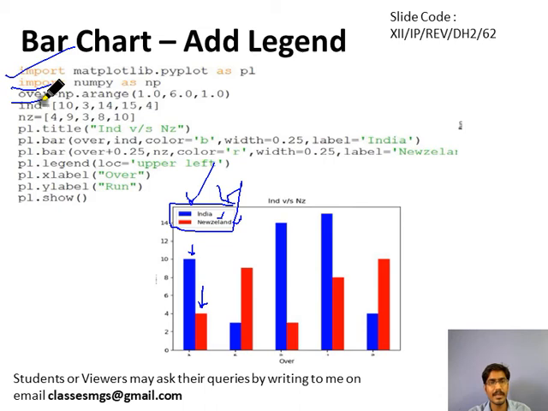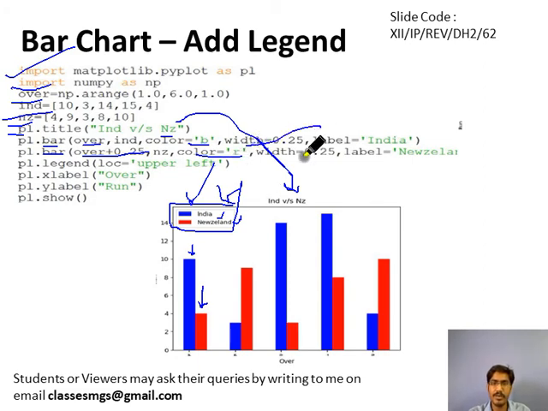Import over variable, Indian data, New Zealand data, and the title we are adding is India versus New Zealand. If we use the India versus New Zealand title, it is shown here like this. We are using the bar function for drawing multiple charts, so we are using over plus 0.25 here. Color equals blue, color equals red. Now width equals 0.25, we need to add. Yes, keep this in mind.